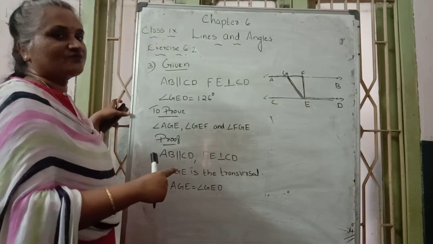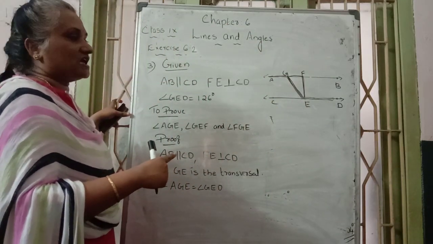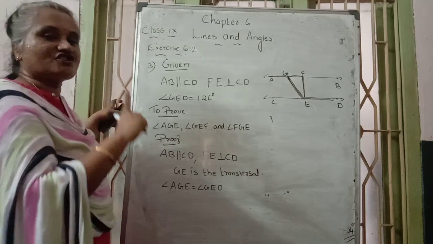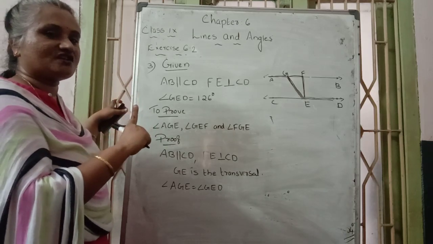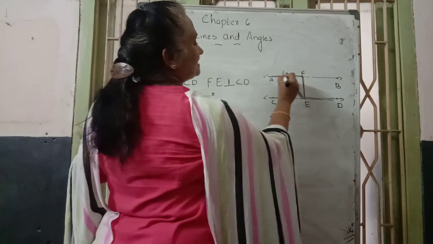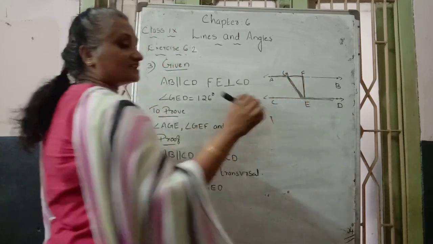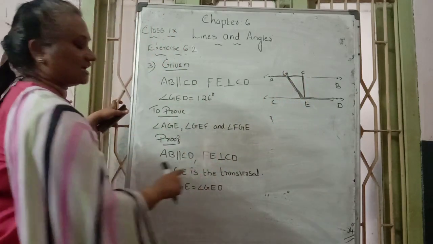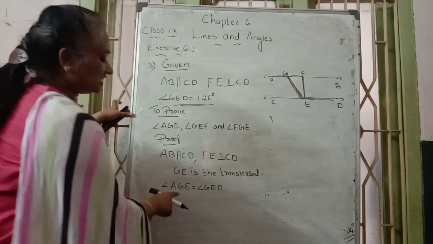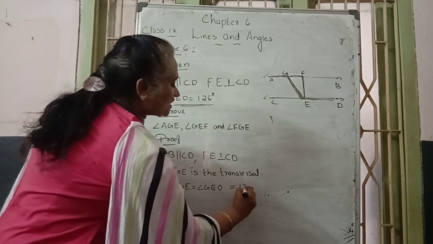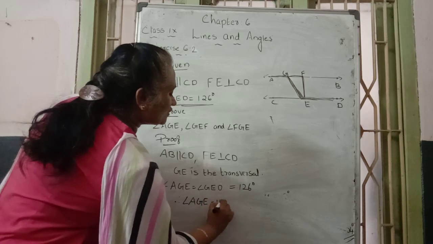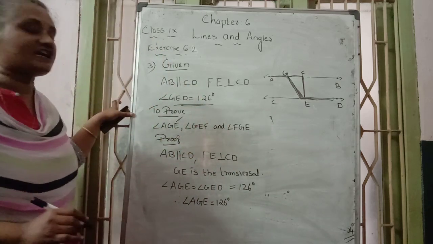GE is the transversal. The transversal cuts our two lines and makes what we just learned, alternate interior angles. How to identify alternate interior angles? They represent a Z shape, like this. That's why, when reading angles, we want three alphabets. The GED value is given. GED angle is how much? 126. Here we prove that both are equal. Therefore angle AGE also becomes how many degrees? 126. First part completed. They ask the AGE value.